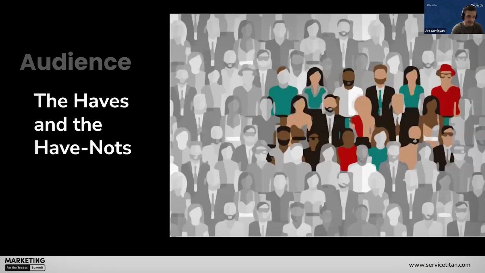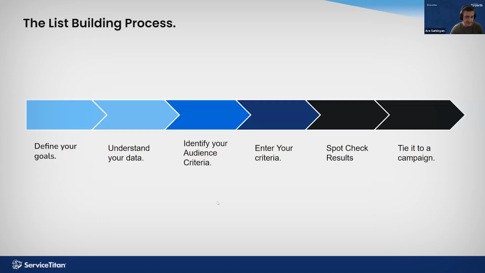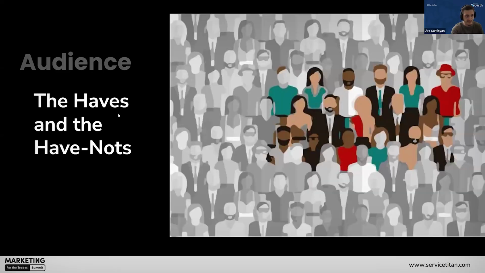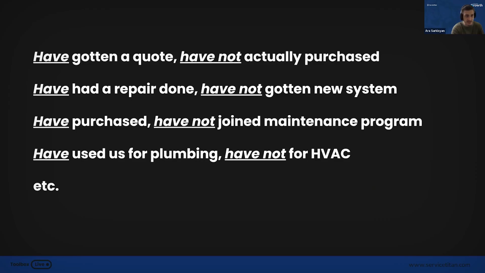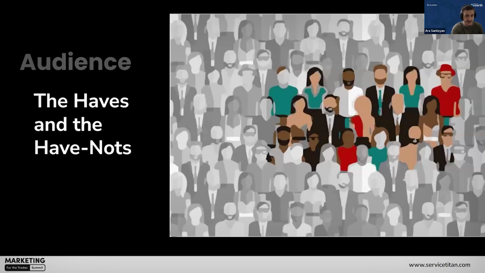Now, these 3 steps over here, to understand your data, go ahead and build your criteria and then enter it in, is typically where people get stuck, especially when they have an idea, but maybe not necessarily the best understanding of how their operational data is set up within ServiceTitan today. So I like to give this analogy and break it down into an easier way: the haves and the have-nots.